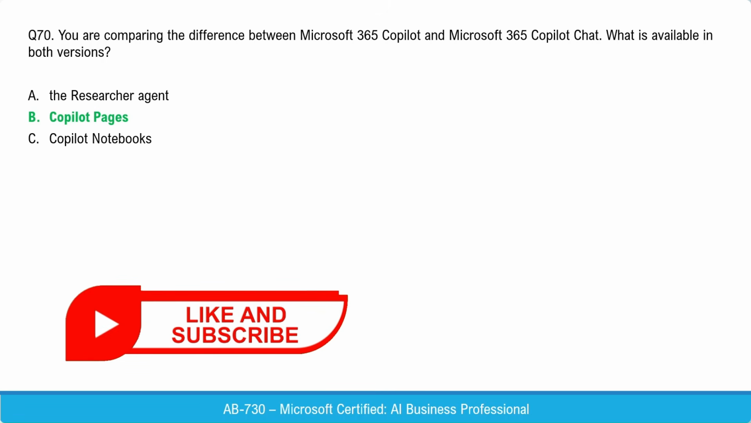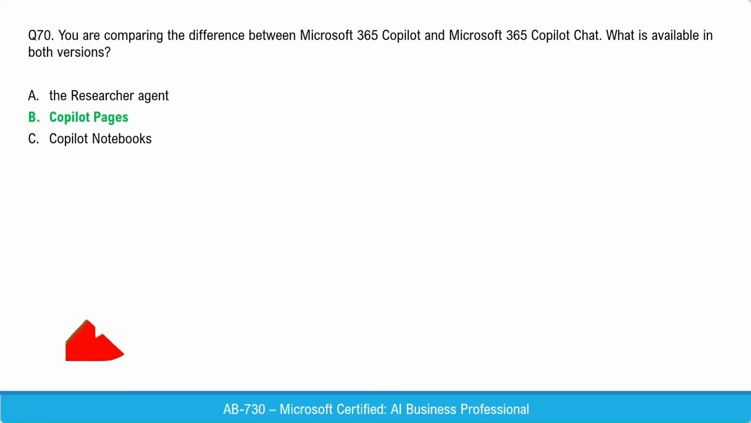Let's understand the question. You are comparing Copilot with Copilot Chat, and the question is asking which feature is available in both the versions. The key idea here is that Copilot Chat is a lighter experience, while Copilot includes deeper integrations and advanced features. Now, Copilot Pages is a shared workspace where you can organize and refine AI generated content. This feature is available in both Copilot Chat and full Copilot experience, making it the correct answer.